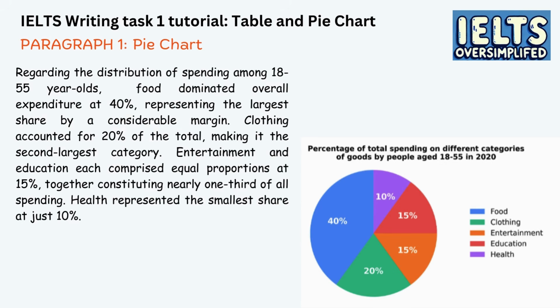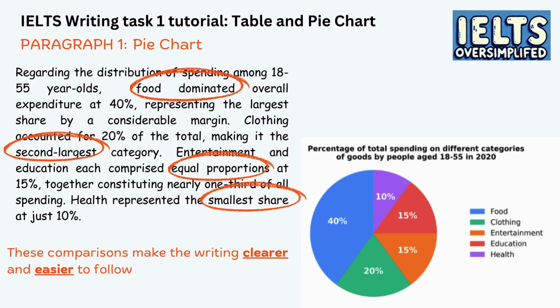Also notice I made comparisons between categories. I highlighted that food and clothing were the top two, entertainment and education were equal, and health was the smallest. These comparisons make the writing clearer and easier to follow, which is important when you're writing under time pressure.